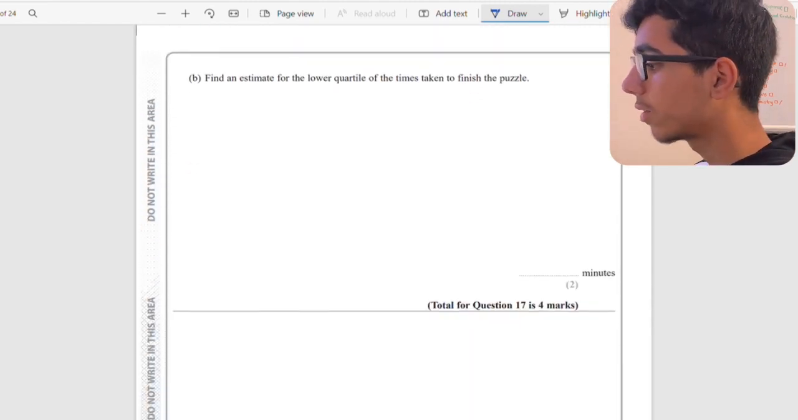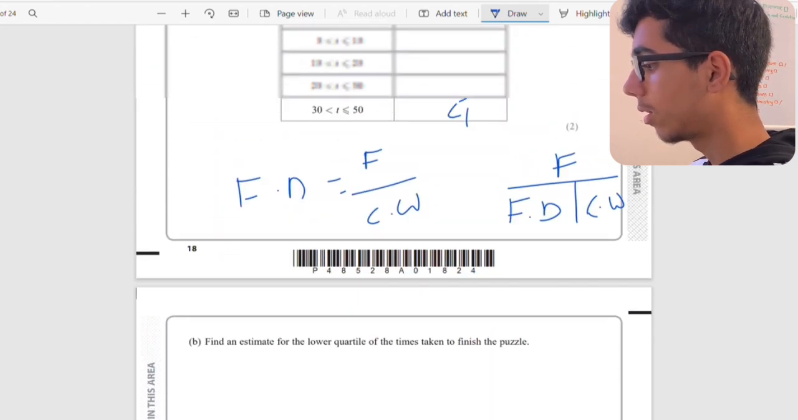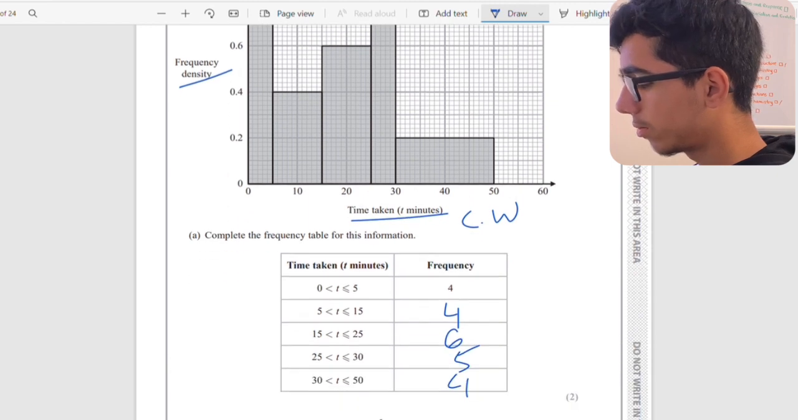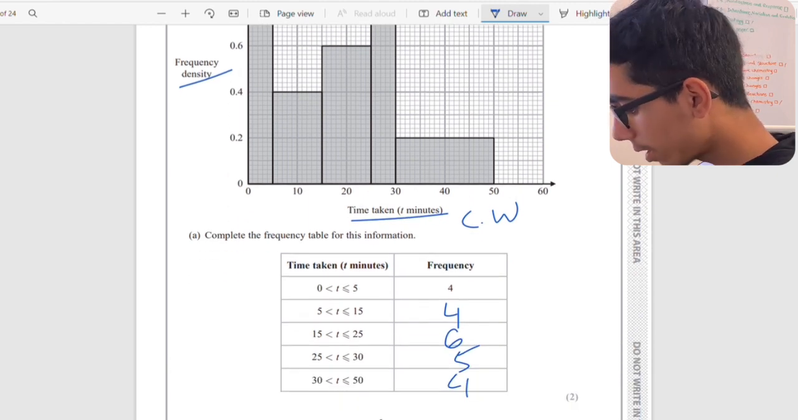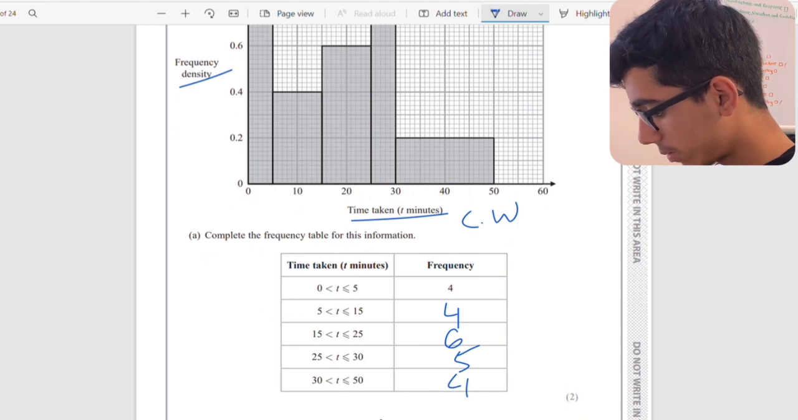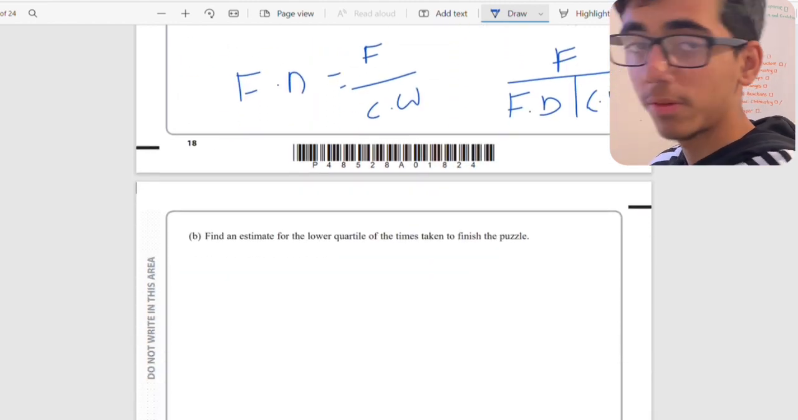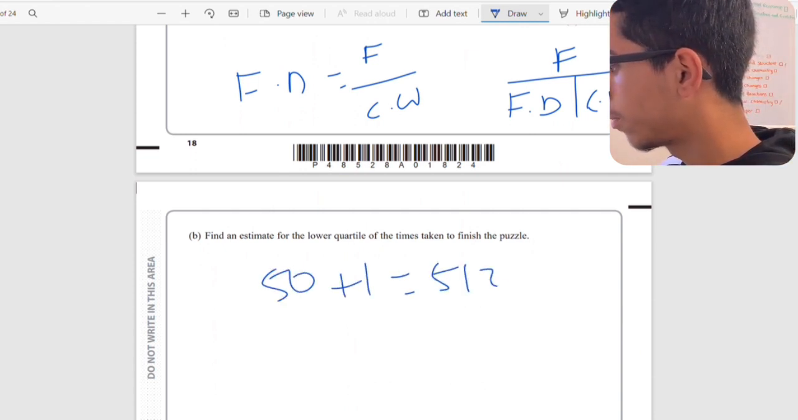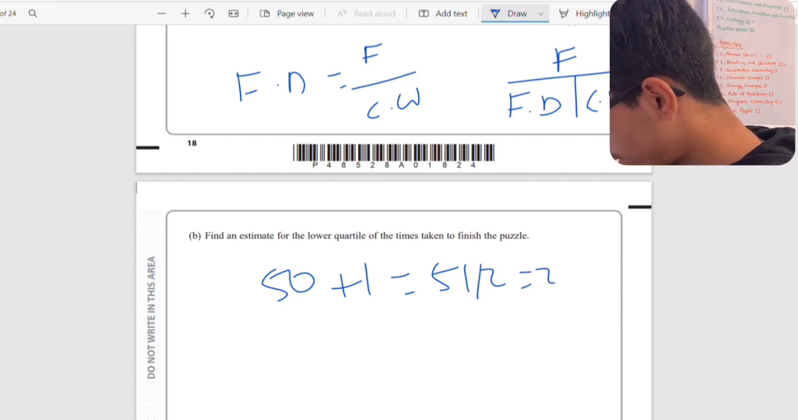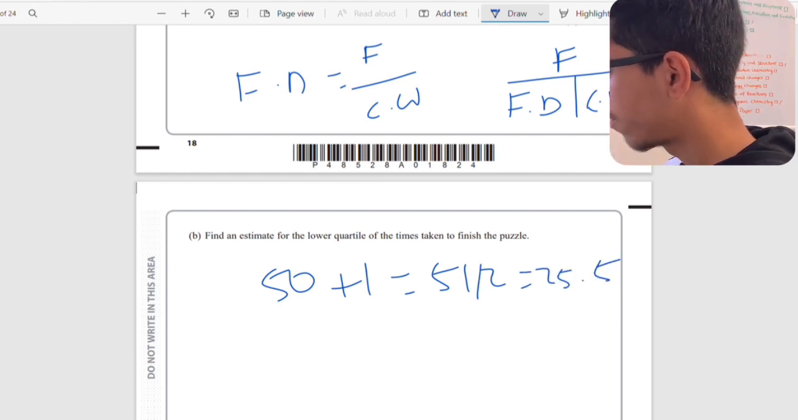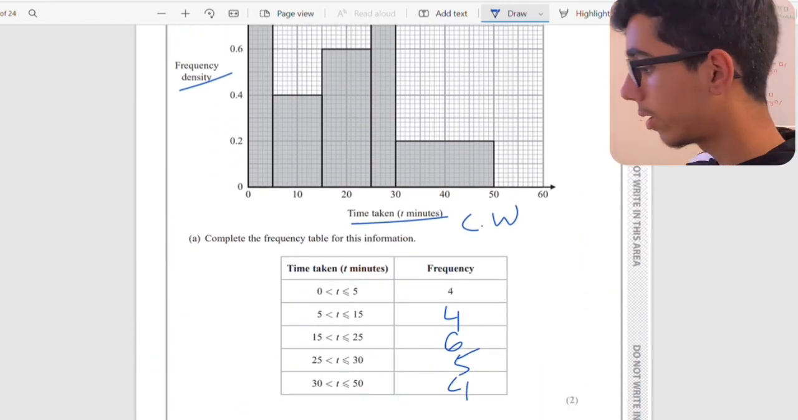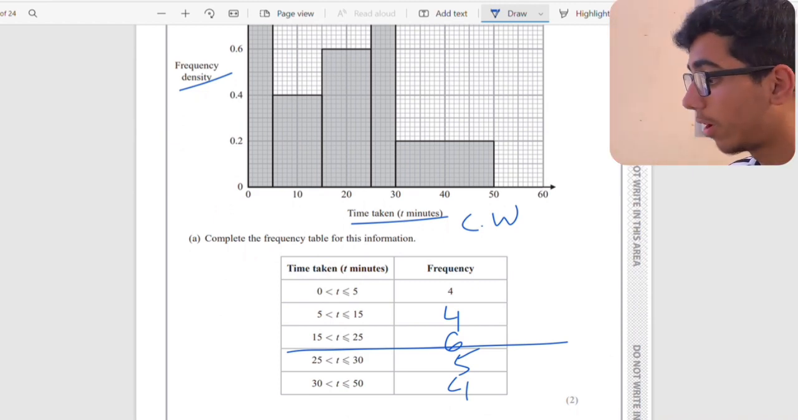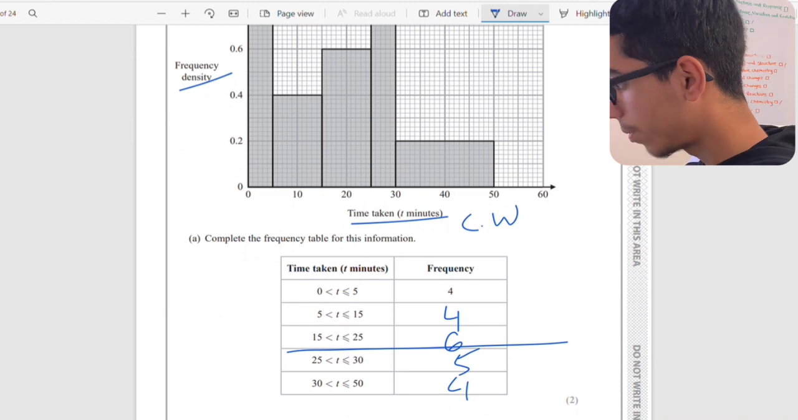Okay. Find an estimate for the lower quarter of the times taken to finish the puzzle. The lower quarter. I think for that, I don't know actually. I think what you have to do is just 50 plus 1 divided by 2. Like I said, I don't know what I'm doing right now. I'm just trying to finish this paper up. Divided by 2, which equals 25.5. So it has to be somewhere along here for the lower. That's the half. So half of that. What we're looking for is somewhere.